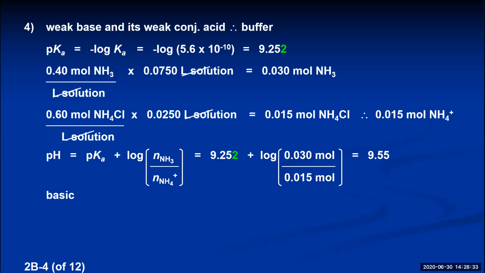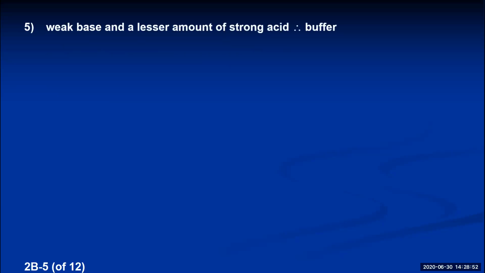Number 5, a solution is prepared by mixing 75.0 milliliters of a 0.40 molar ammonia solution and 25.0 milliliters of a 0.60 molar hydrochloric acid solution. Will this be a buffer? In problem number 5, this will be a buffer because you're mixing a weak base, ammonia, with a lesser amount of a strong acid. That's the third way in which a buffer can be prepared.